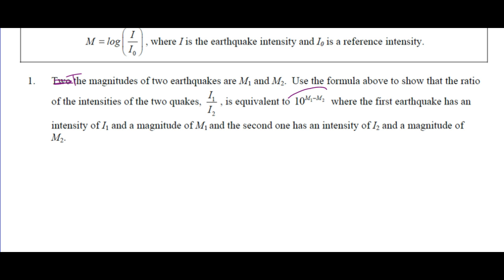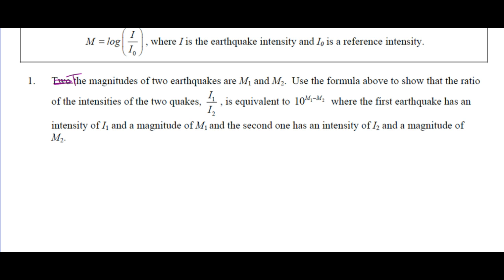So the takeaway is this. This is the important thing. If you are dealing with log scales, the difference in intensities is simply 10 to the power of the difference between the measurements on the scale. Okay, that's the takeaway. But we're going to show mathematically why that is.